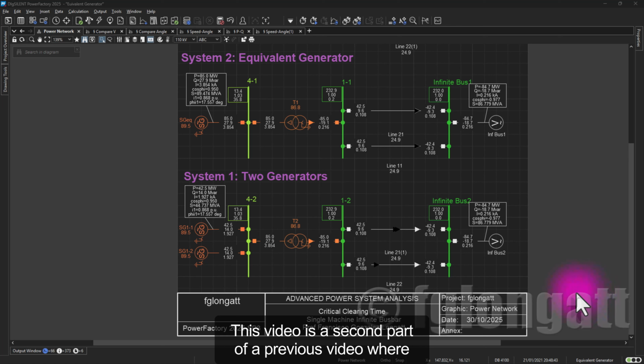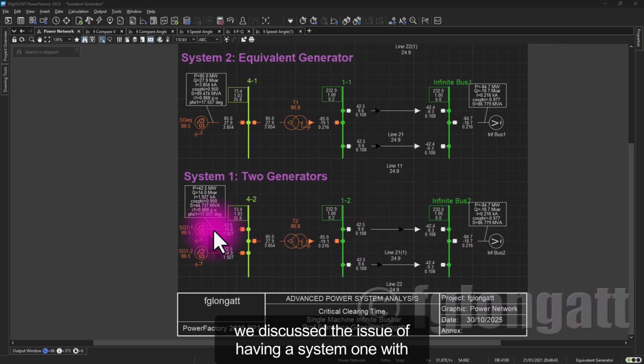This video is a second part of a previous video where we discussed the issue of having a system one with two synchronous machines operating in parallel as generation units. And then we want to obtain an equivalent generator.